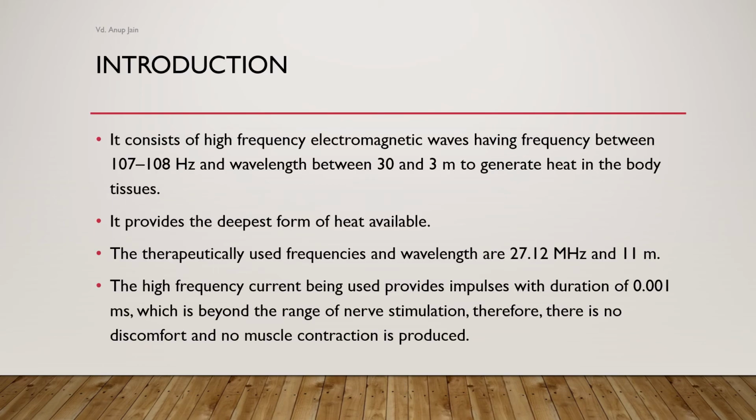SWD, or shortwave diathermy, consists of high frequency electromagnetic waves having frequency between 10^7 to 10^8 Hz and wavelength between 30 and 3 meter to generate the heat in the body tissues. It provides the deepest form of heat available through physiotherapy. Therapeutically used frequency and wavelength are 27.12 MHz and 11 meter.